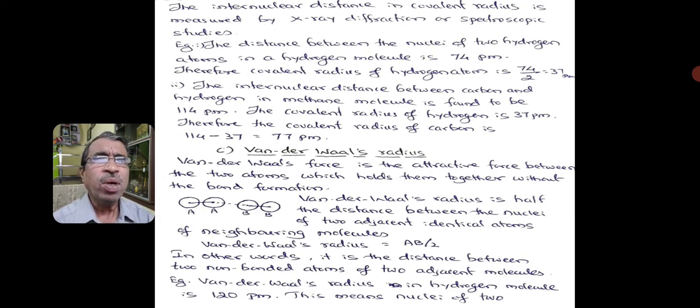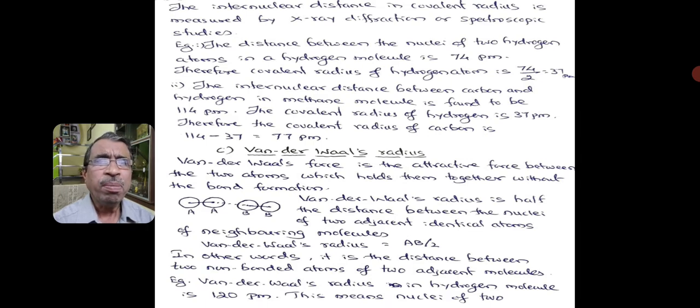The internuclear distance in covalent radius is measured by X-ray diffraction or spectroscopic studies. For example, the distance between the nuclei of two hydrogen atoms in a hydrogen molecule is 74 picometer. Therefore, covalent radius of hydrogen atom is 74 upon 2, which will be 37 picometer.